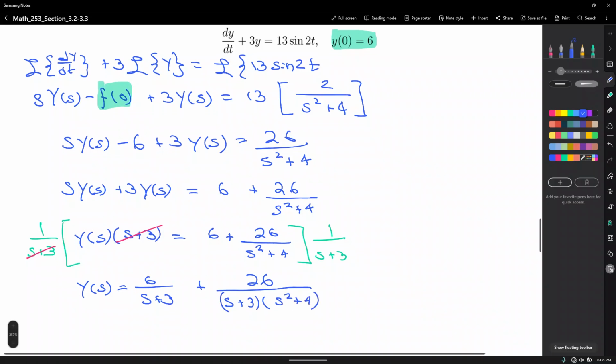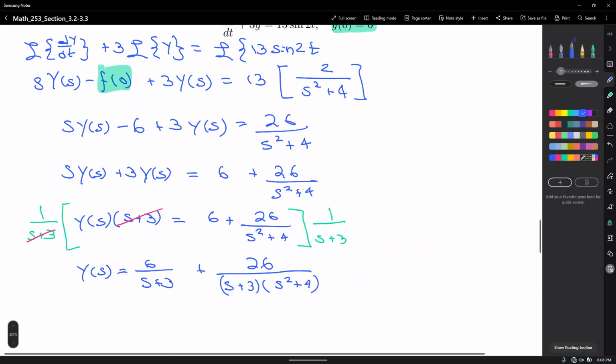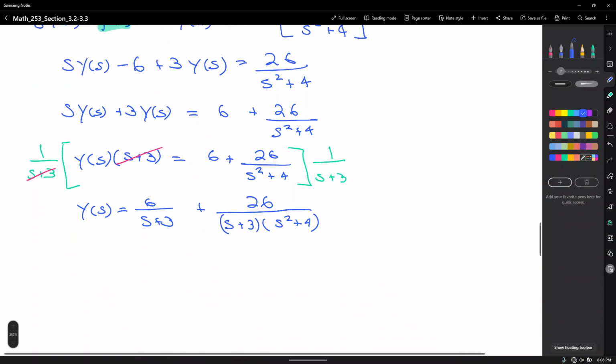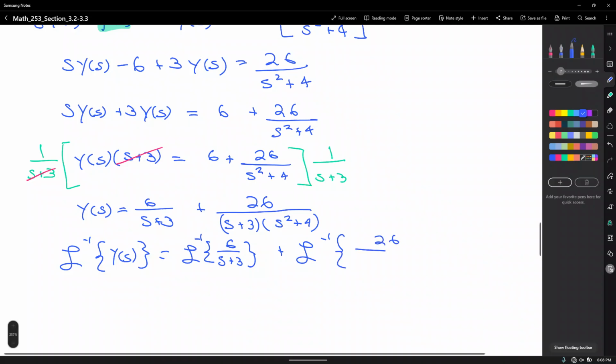What will you do now? Find the inverse transform of this. The inverse transform of Y of s equals the inverse transform of 6 over s plus 3 plus the inverse transform of 26 over s plus 3 times s squared plus 4.